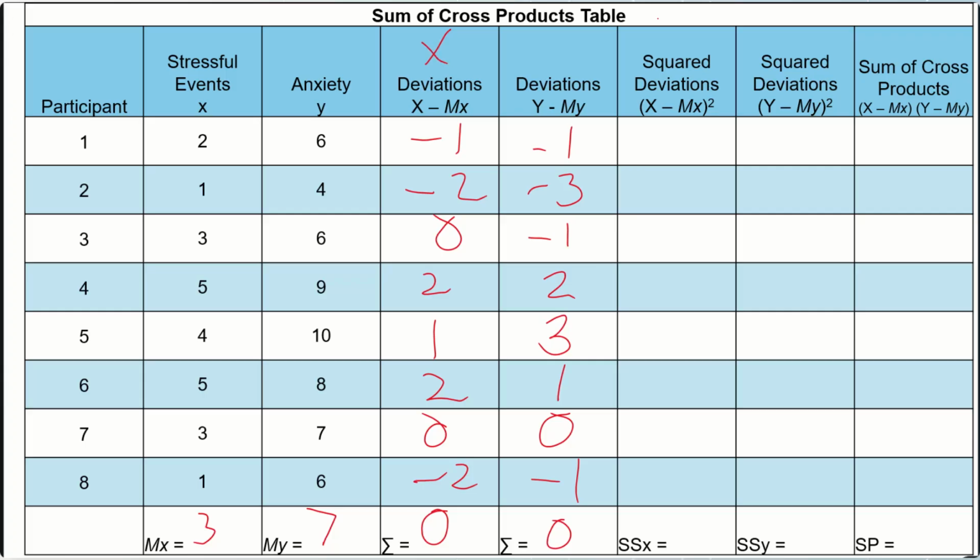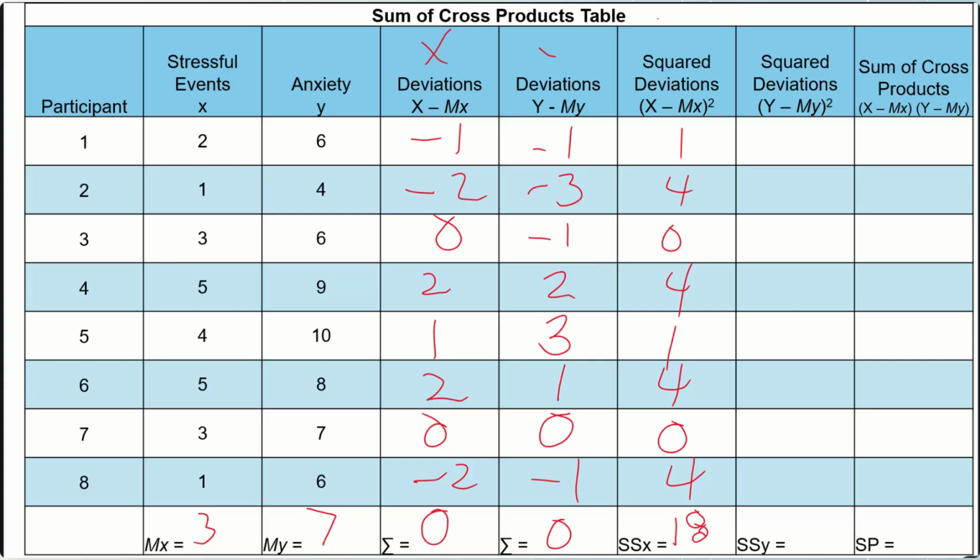So -1 squared is 1. -2 squared is 4. 0 squared is 0. 2 squared is 4. 1 squared is 1. 2 squared is 4. 0 squared is 0. And then -2 squared is 4. So now let's add up those values. So 1 plus 4 plus 0 plus 4 plus 1 plus 4 plus 0 plus 4 is 18. So that's our sum of squares for x is 18.